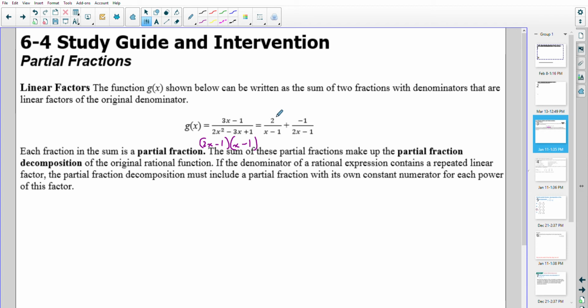The question is, how do you get the 2 and the -1? So the way that we're going to do that is to set variables for 2 and -1, a and b, and then set the numerators equal to 3x minus 1.